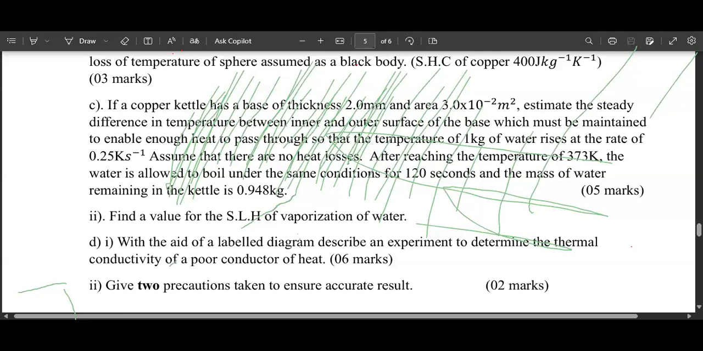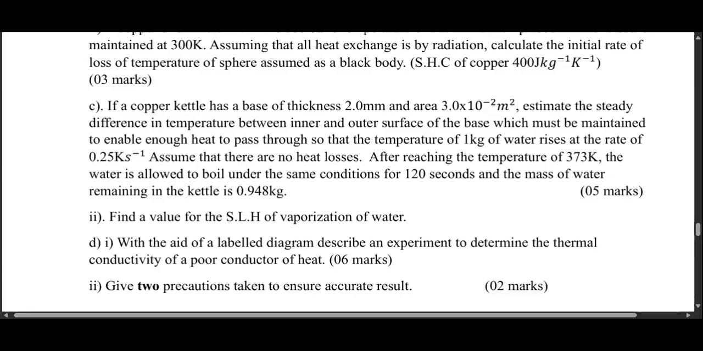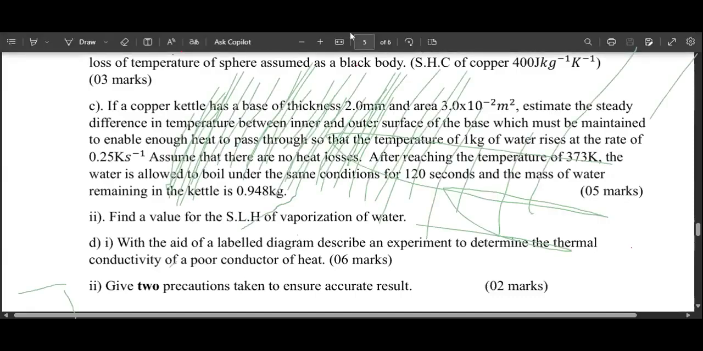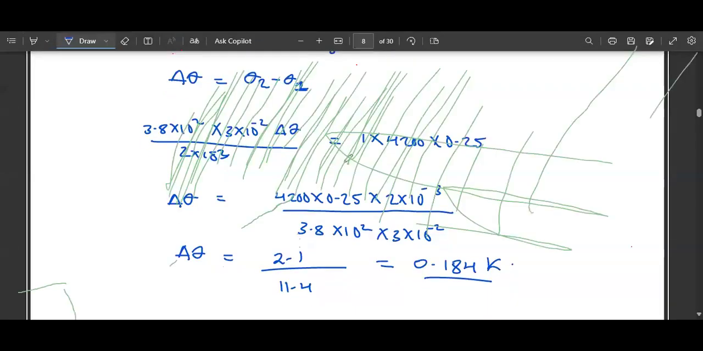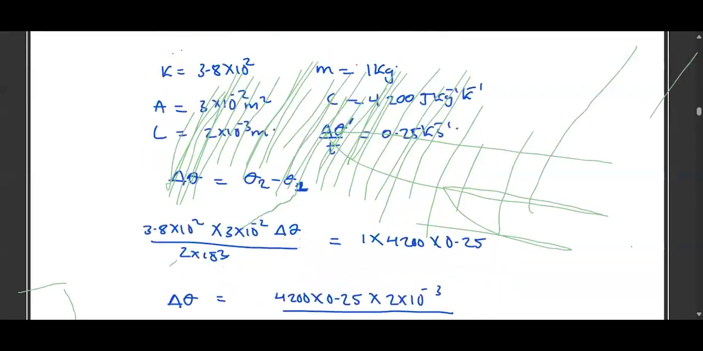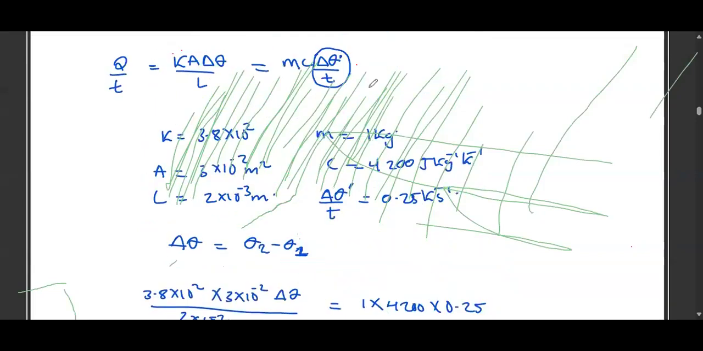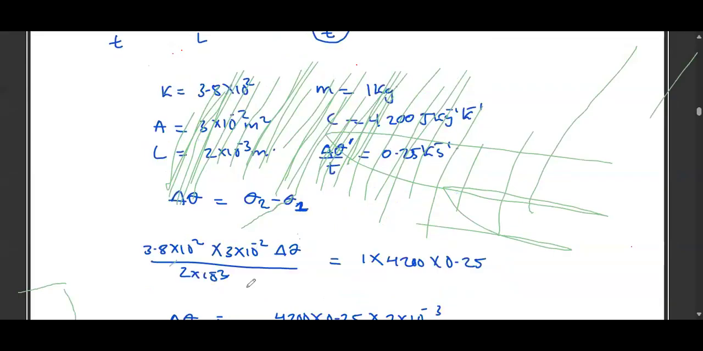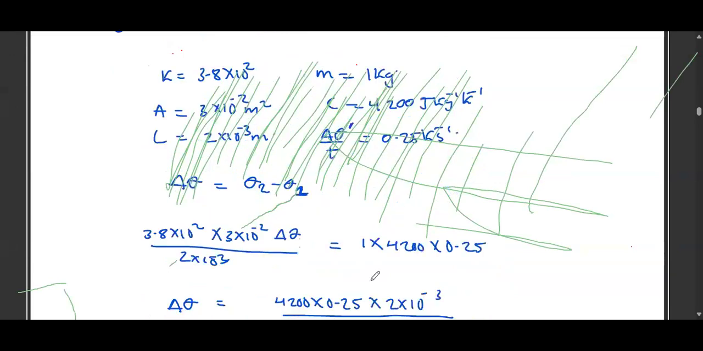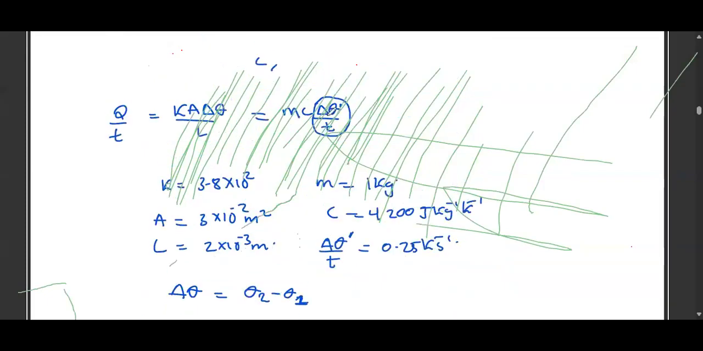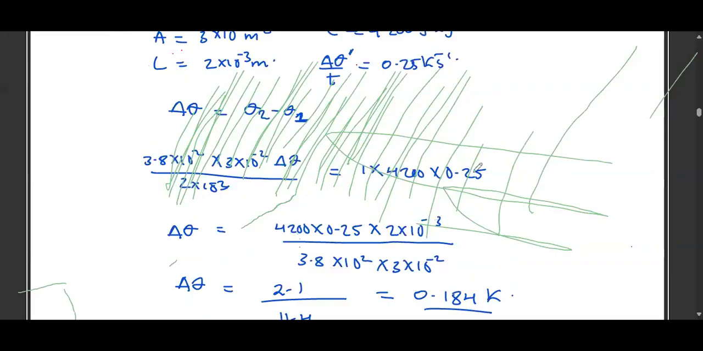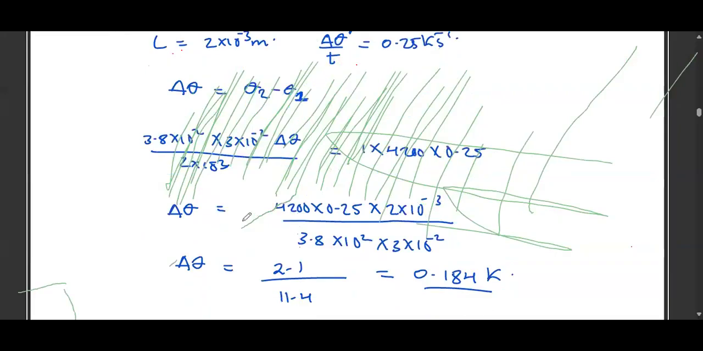So that is our expression, that is our answer for the difference in temperature. That is going to be our working. When you substitute in this equation, K, you're starting for area, delta theta is not known, divided by the thickness, M is 1 kilogram, C is 4,200, and delta theta divided by T is given as 0.25. Make delta theta the subject here.